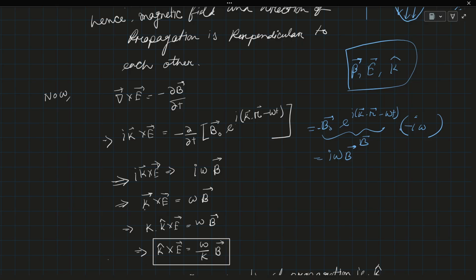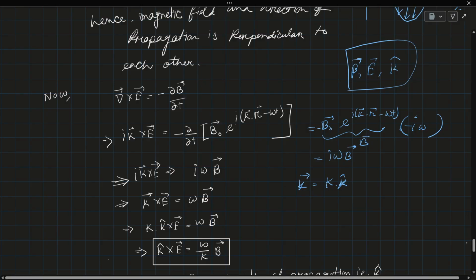Any vector can be written as its magnitude multiplied by its unit direction vector. So k can be written as k times k cap. So k cap cross E equals omega B, and if k is the magnitude, I can write it in the denominator on the right side. So k cap cross E equals omega by k times B.